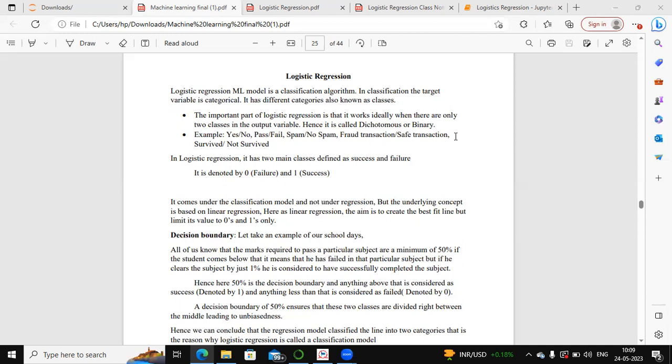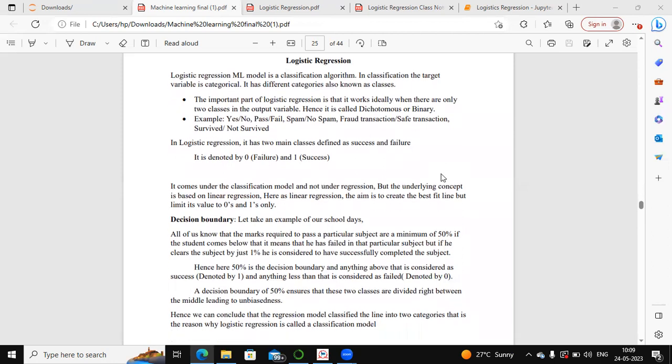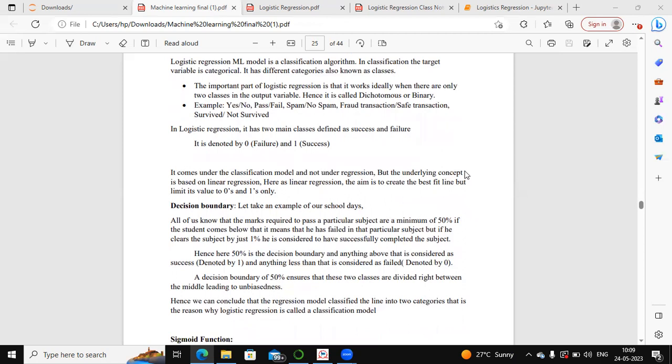So it comes under the classification model and not under regression. What was happening in regression? In regression, we were trying to find a value, right? Regression deals with a continuous variable, whereas in classification we have classes that are present, either a binary class or multi-class classification. But the underlying concept is based on linear regression. The aim is to create the best fit line but limit its value to zeros and ones only.